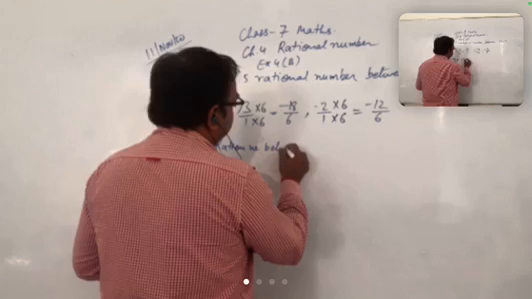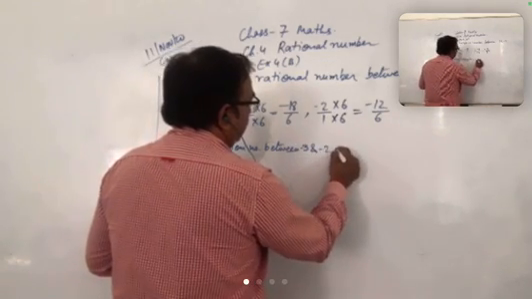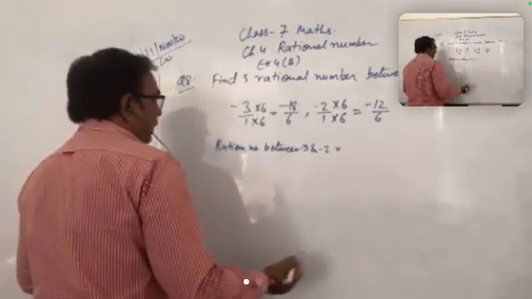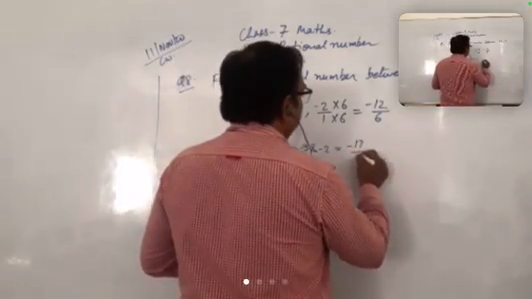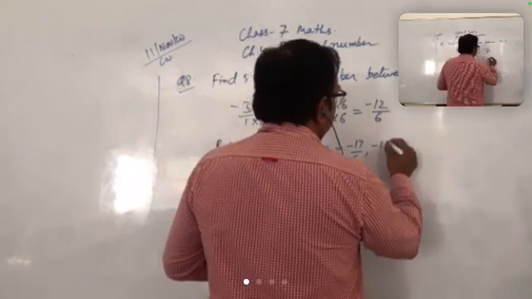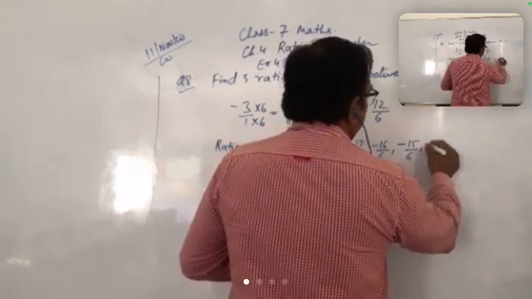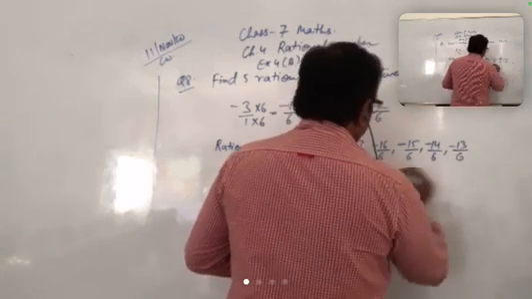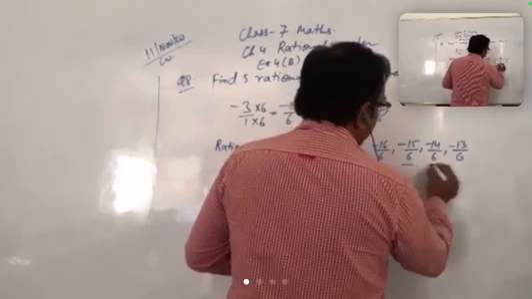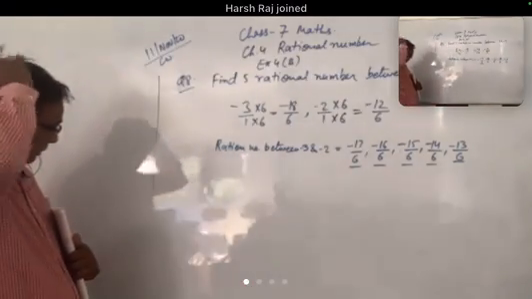Now the rational numbers between -3 and -2 are, or you can write anything, -17 upon 6, -16 upon 6, -15 upon 6, -14 upon 6, -13 upon 6. Now you see 1, 2, 3, 4, 5. There are 5 rational numbers.